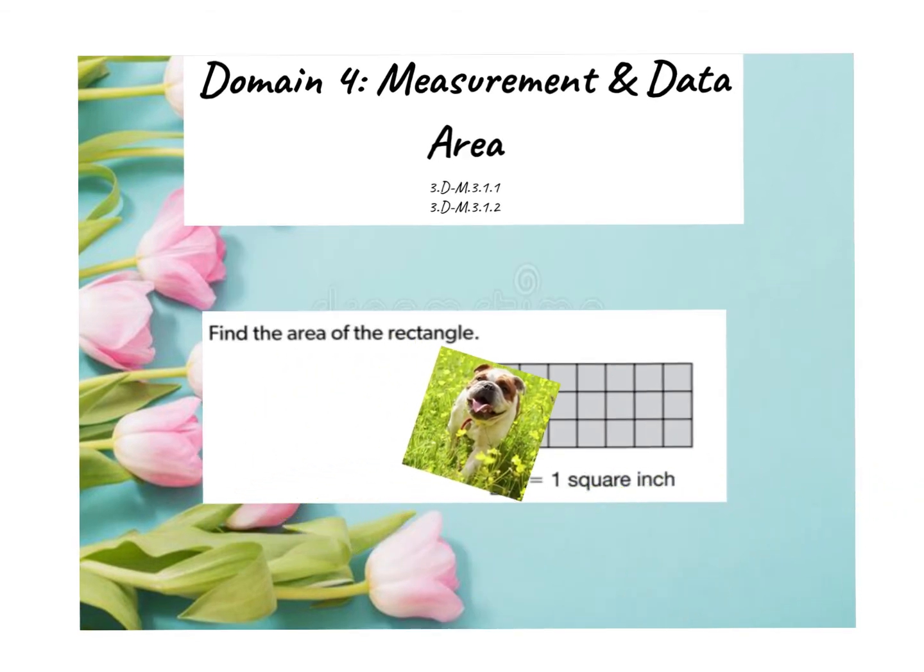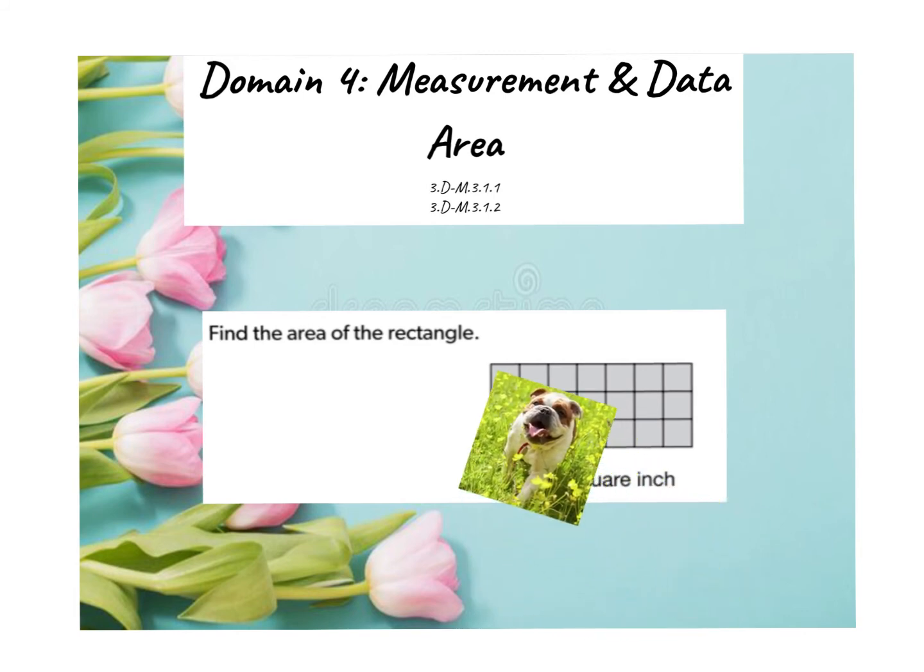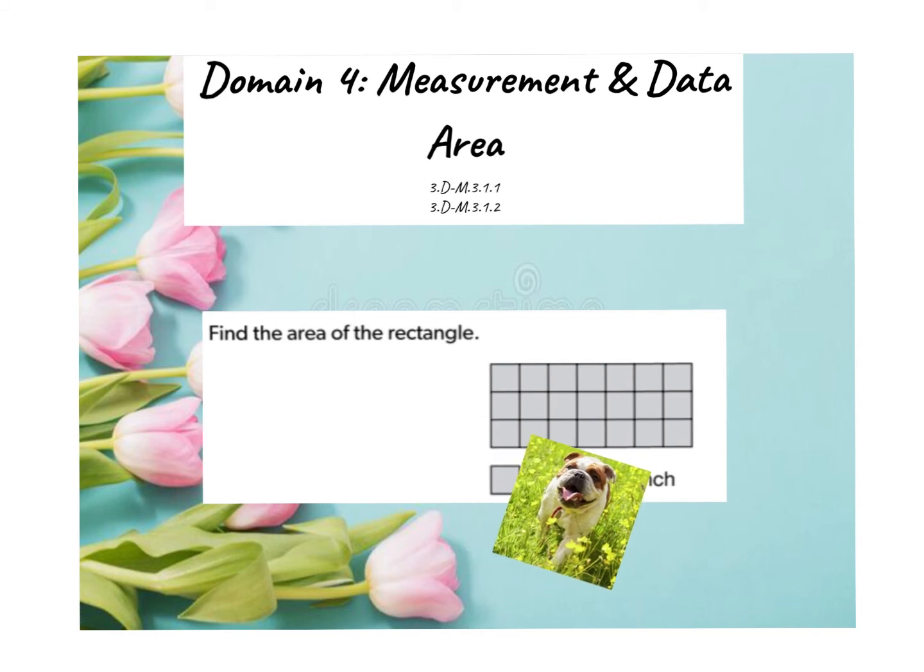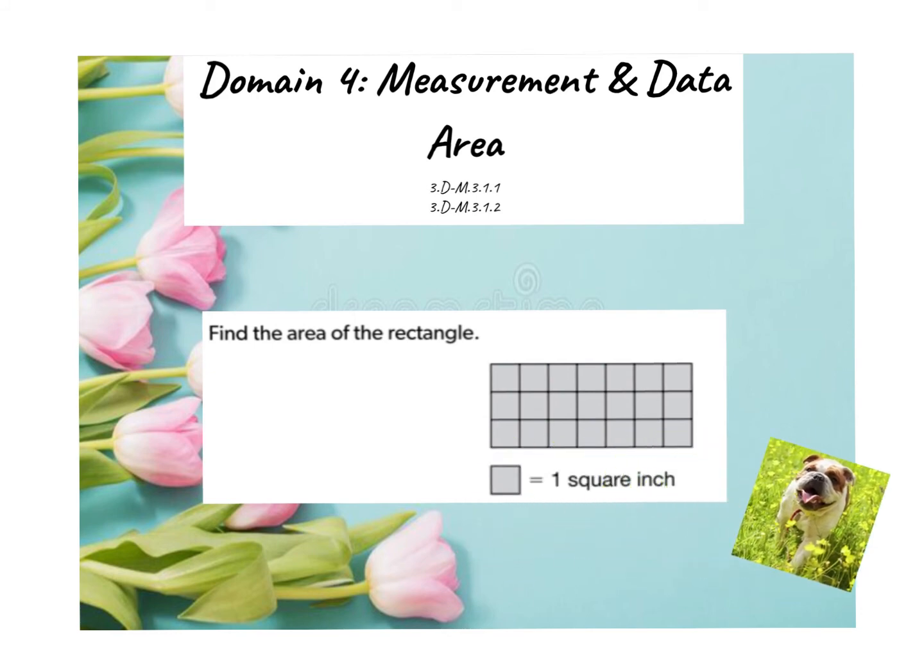We would find the area of this rectangle. We would count up all of the square inches. So we can count by 3s, or we can do 3 times 1, 2, 3, 4, 5, 6, 7 to also do that. So we can count by 3s, or do 3 times 7.